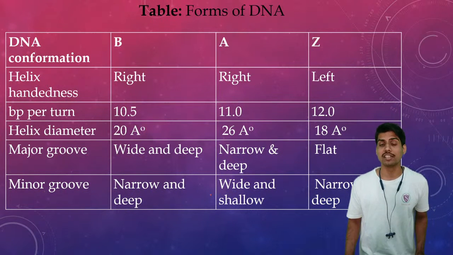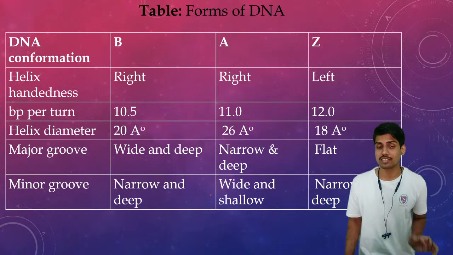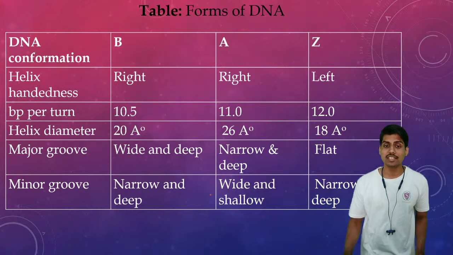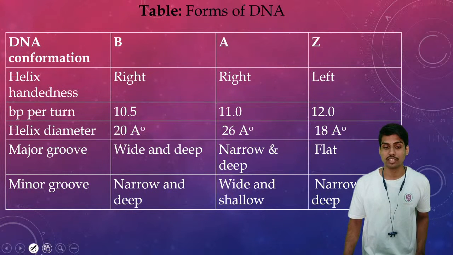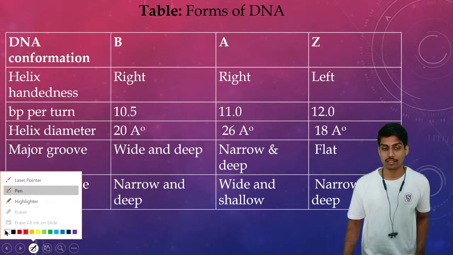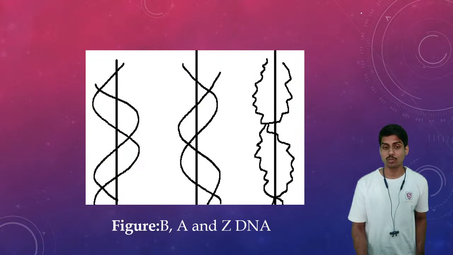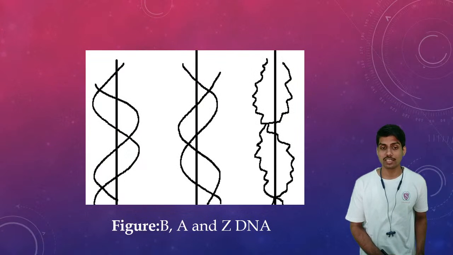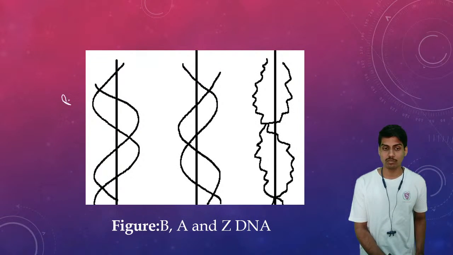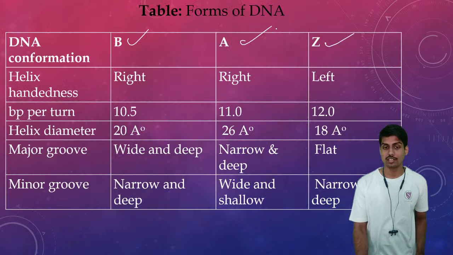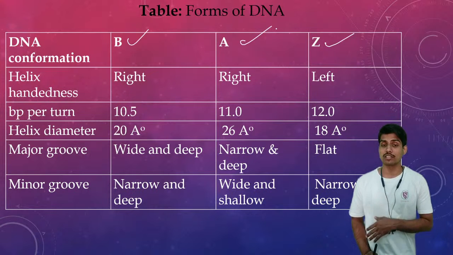Now we have seen one model of DNA, but actually you can explain this entire DNA model in three forms. So mainly there are three forms of DNA. Let's see them one by one. These are the B form, A form, and Z form of DNA. If you want to draw the diagram, they will look like this: this is the B form, this is the A form, this is the Z form.